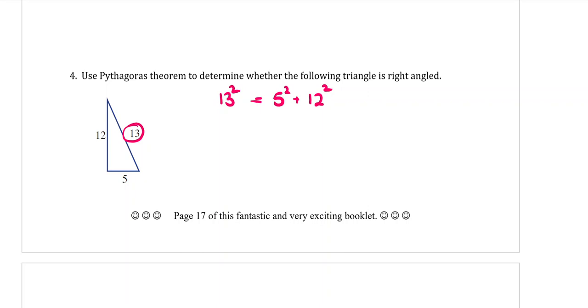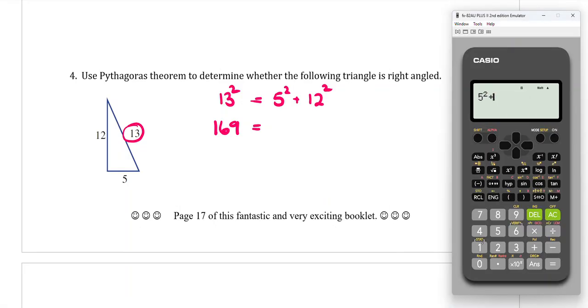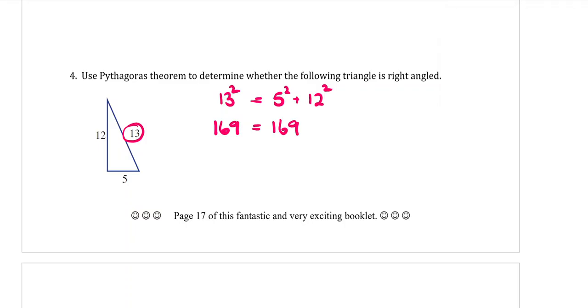So let's find out. 13 squared is 169 on the left side. On the right side, 5 squared plus 12 squared also equals 169. So because they were equal, this means that it is a right-angled triangle. If they were even the slightest, tiniest bit different, even a couple of decimal points, that would mean that it is not a perfect right-angled triangle.